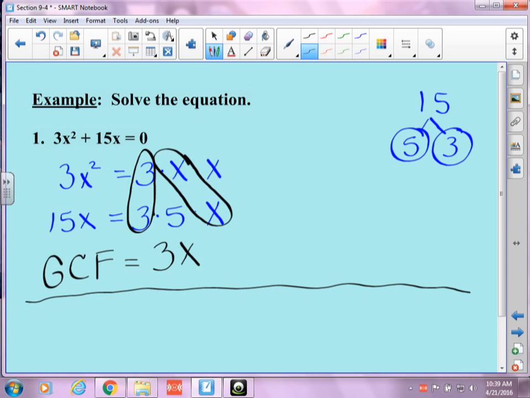Now, I'm not done yet. We're going to do my favorite part. This is my all-time favorite part. It is called the leftovers.